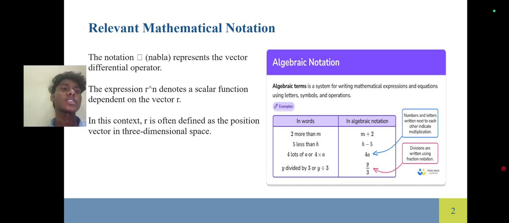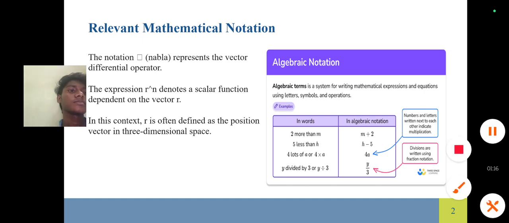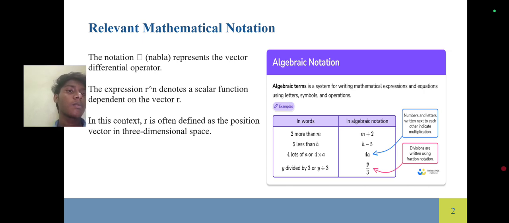Algebraic notation. Algebra is a system for writing mathematical expressions using letters, symbols and operations, for example 2 more than m, m plus 2, 5 less than h, h minus 5, 4 lots of a, 4 into a, y divided by 3, or y by 3.